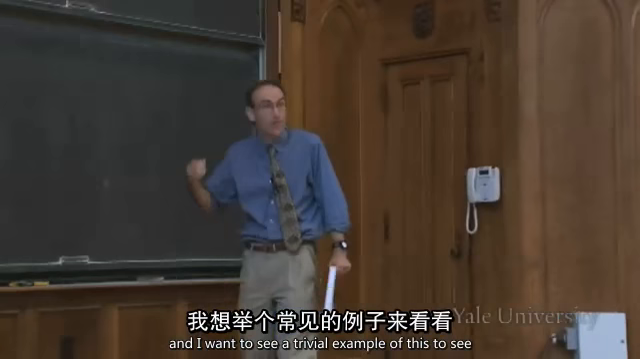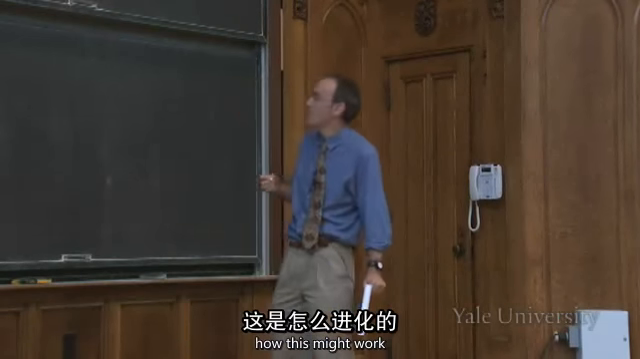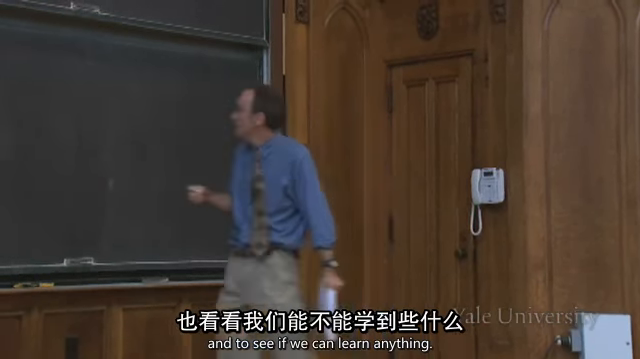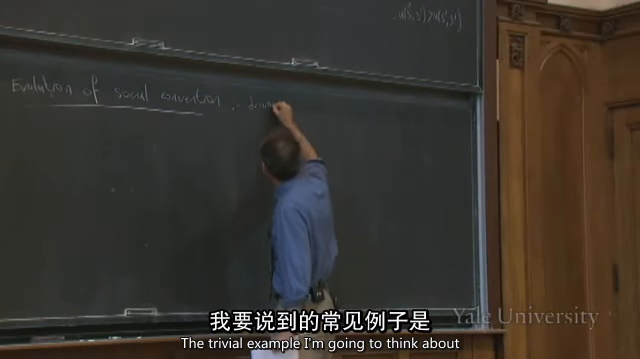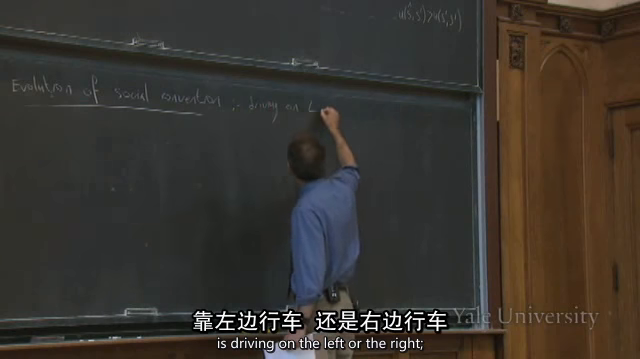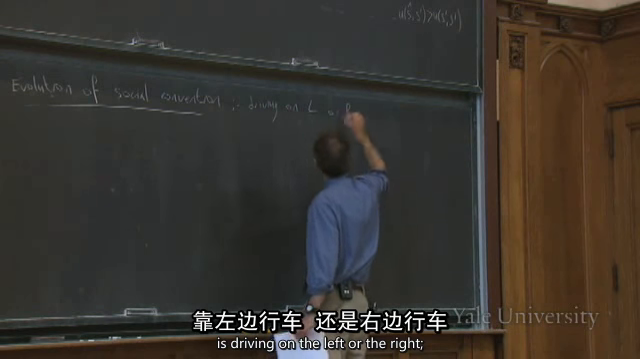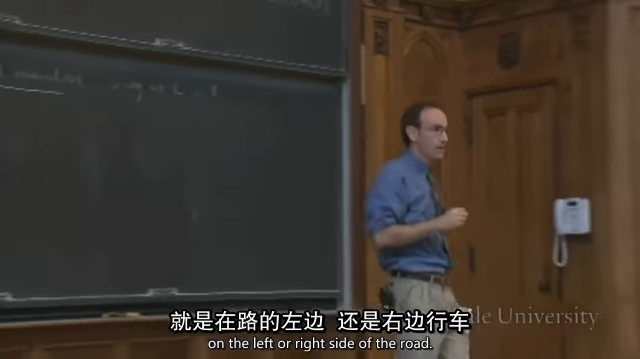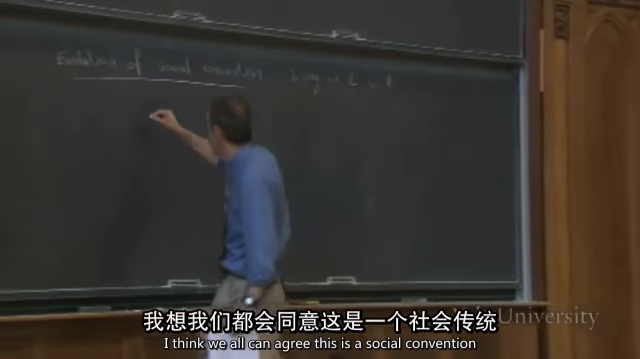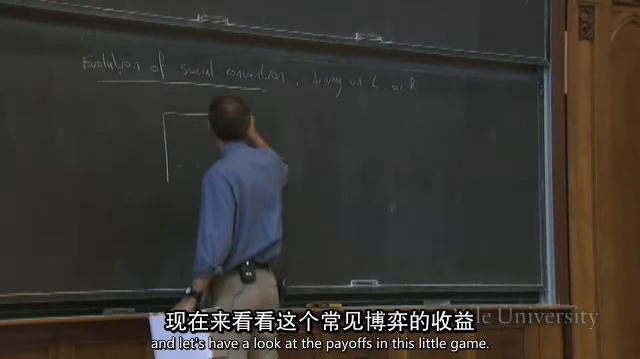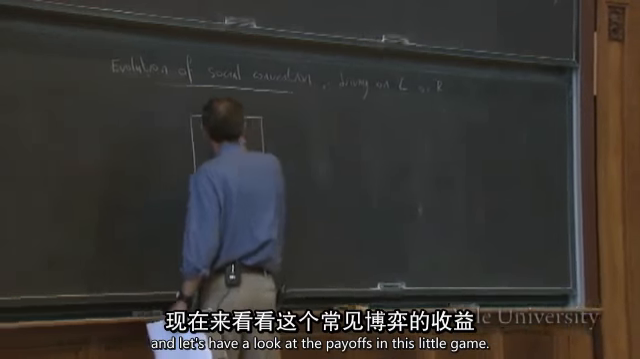And I wanted to see a trivial example of this just to see how this might work and see if we can learn anything. And the trivial example I'm going to think about is driving on the left or the right side of the road. So this is a very simple social convention. I think we all can agree this is a social convention. And let's have a look at the payoffs in this little game.